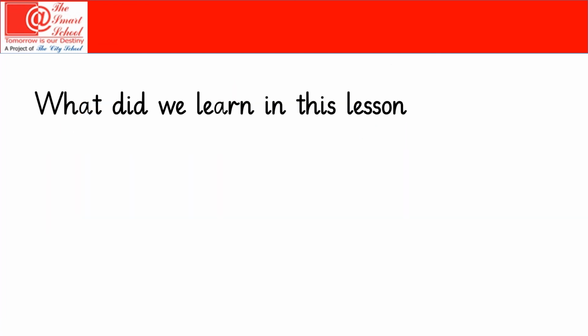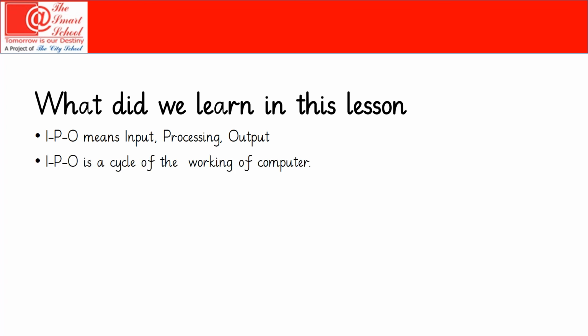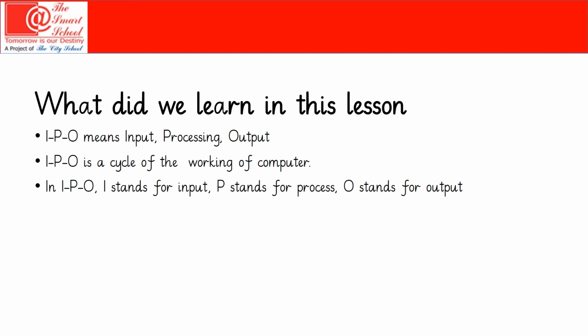Now, let's recap what we learned in this lesson. IPO means input, processing, output. IPO is a cycle of the working of computer. In IPO, I stands for input, P stands for process, O stands for output.